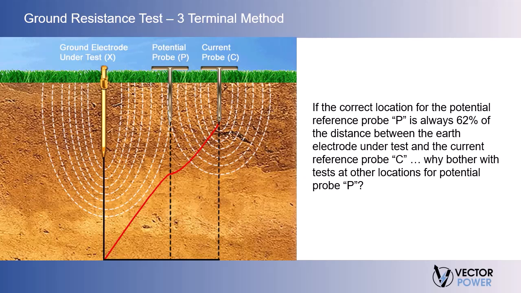Consider the illustration shown, which shows earth shells around the electrode under test and reference probe C. Probe C is so close to the electrode under test that the earth shells seriously overlap. Now, you don't get the leveling off of the measured resistance as the potential probe P is moved away from the electrode under test. The shells of the current reference probe C add to the shells of the electrode under test, so that the resistance keeps increasing.